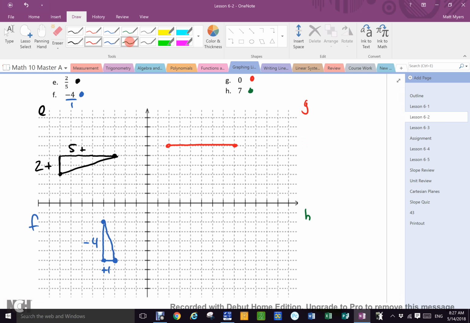And finally, 7. Put a dot. Is it positive or negative? Positive. So to go up or down first? Up if I have room. What if I have no room on the graph? If I were to put the 7 up there, would I try to go up or would I go down? I'd just go down, right? So from here, I'm at the bottom, so I'm going to go up 7. 1, 2, 3, 4, 5, 6, 7. And then where?